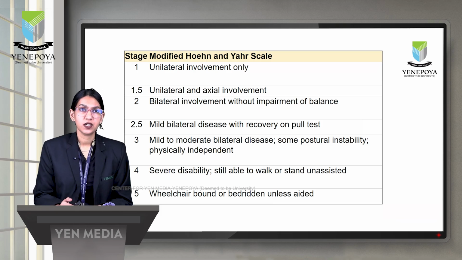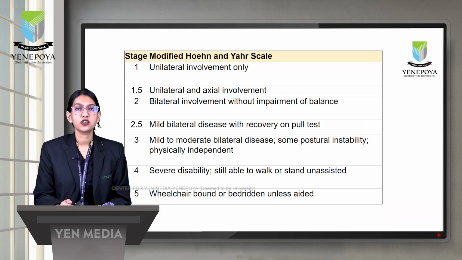After that, stage 3 is mild to moderate bilateral disease. There will be some postural instability and the patient is physically independent. Stage 4 is severe disability but still able to walk or stand unassisted. And stage 5 is wheelchair bound or bedridden unless the patient is aided.